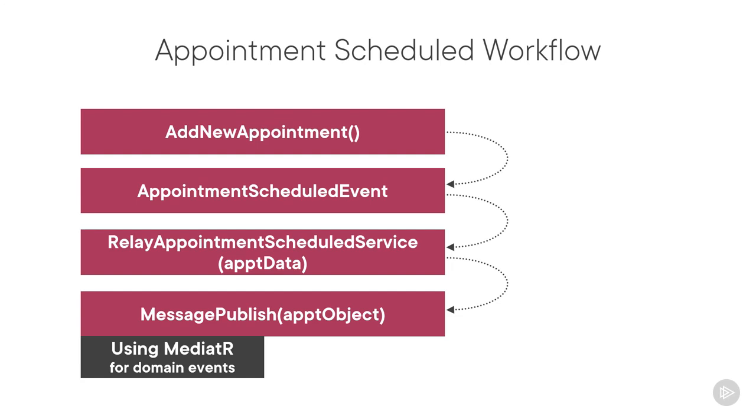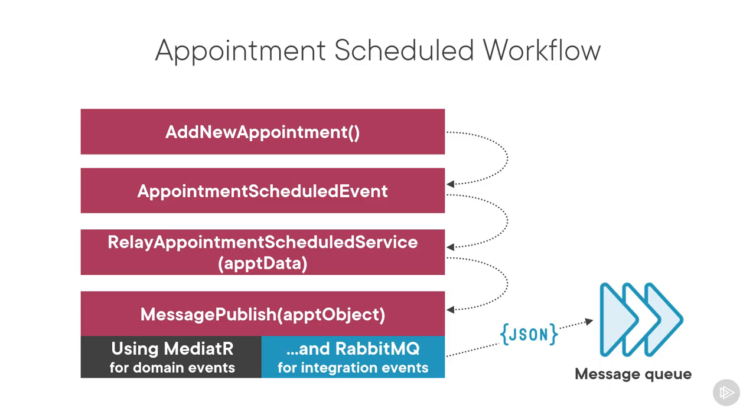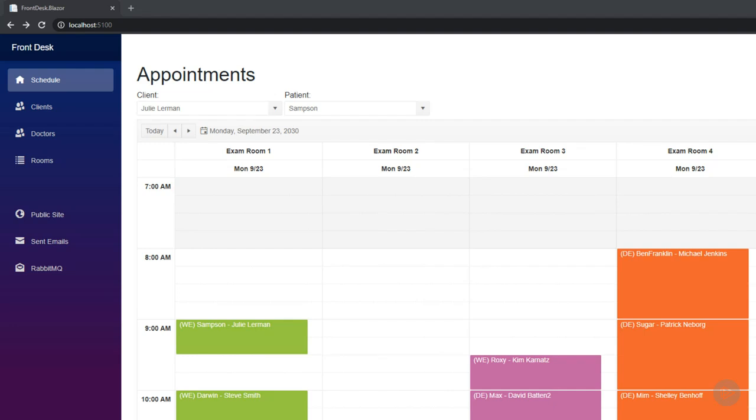And we also talked about integration events, which are structured to be shared between different applications. So what we're going to do in our system is add RabbitMQ into the mix at the same point where Mediator is publishing the domain events. But we'll ask RabbitMQ to publish our integration events. These events will be formatted as JSON data before they're inserted into the queue. So let's see what this looks like in the application. We'll be looking at the code that makes all of this work a little further on in this module.